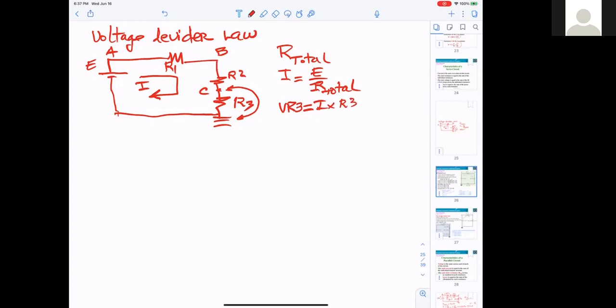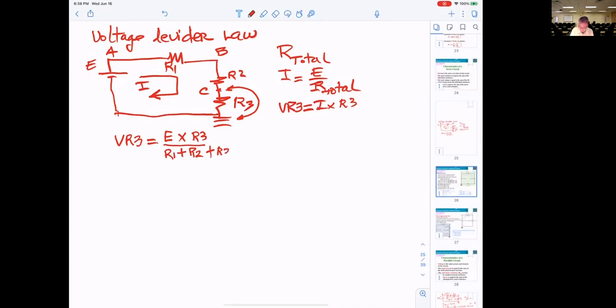Now, in the series circuitry, they have a voltage divider law. So if I want the VR3, they take the voltage E times R3, divided by the total resistance R1 plus R2 plus R3. That's what they call a voltage divider law.